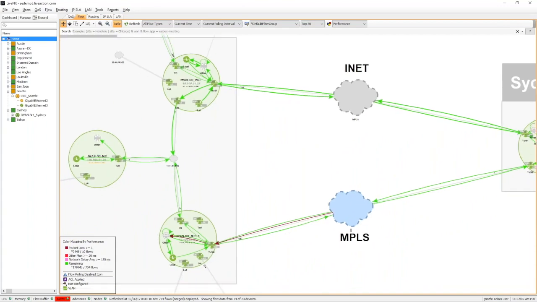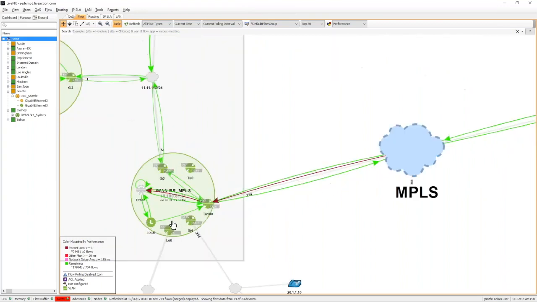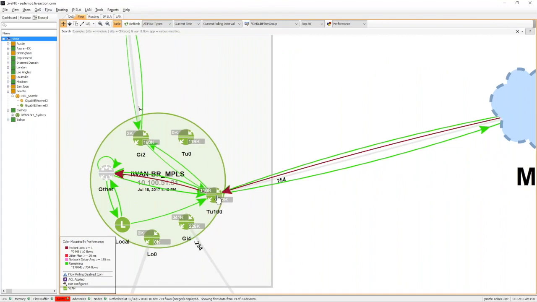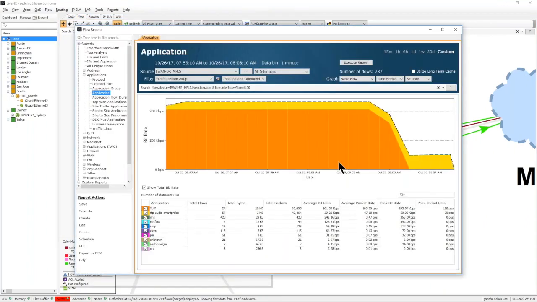So you can do reports, and one of the things that we found is the real power of this topology is that it maps to the way the operator thinks. So it's very easy for them to debug and understand their network. And if they want to run a report on a specific interface, it's really just right-click, give me an application report, and we can grab that for you.